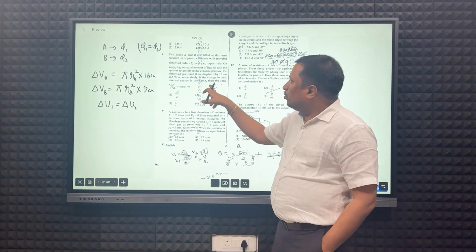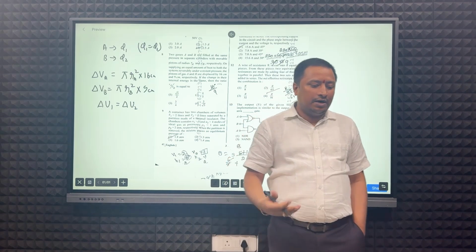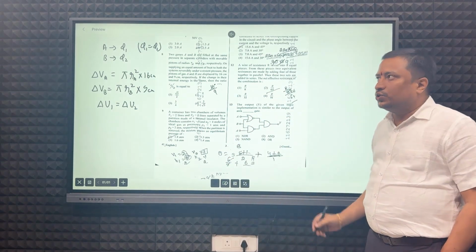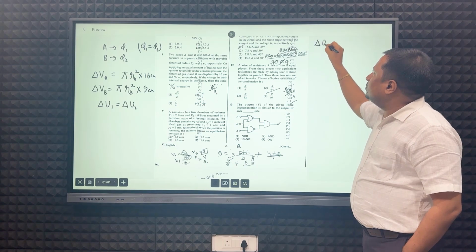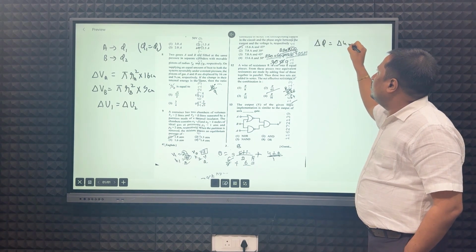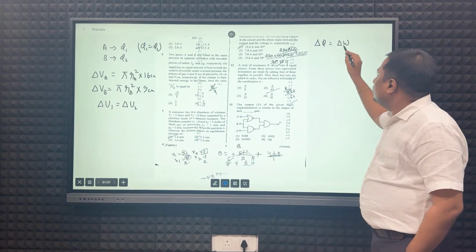Now, they are asking what the ratio of RA and RB, the radius ratio, will be. Let us do this. Please tell me, can I say that delta Q is equal to delta U plus work done?